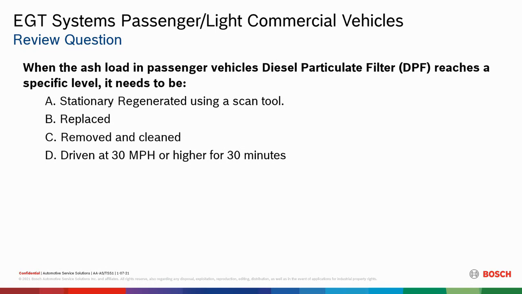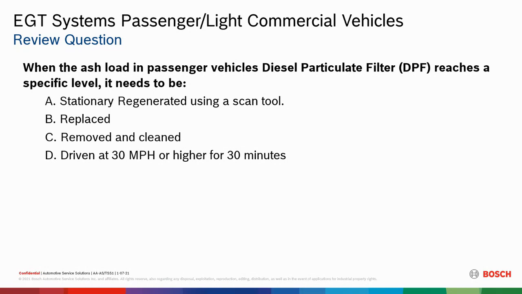how this process works. But let's talk about the question first. The question asked about ash load, okay? When we talked about this, soot goes through the system. It's burned through regeneration into ash. So this asks when the ash load in a particular filter reaches a specific level, it needs to be, and the correct answer is B, it needs to be replaced. Most passenger cars, it's not serviceable, it's a replaceable unit.